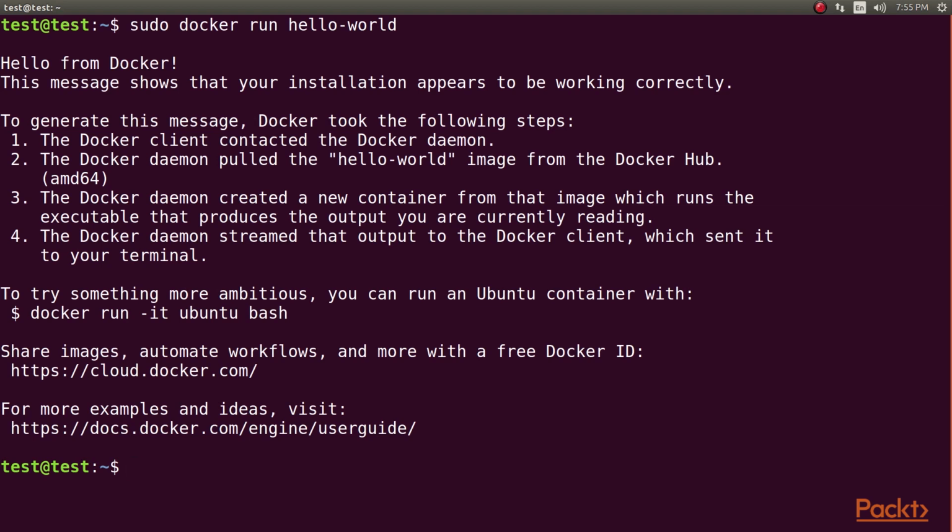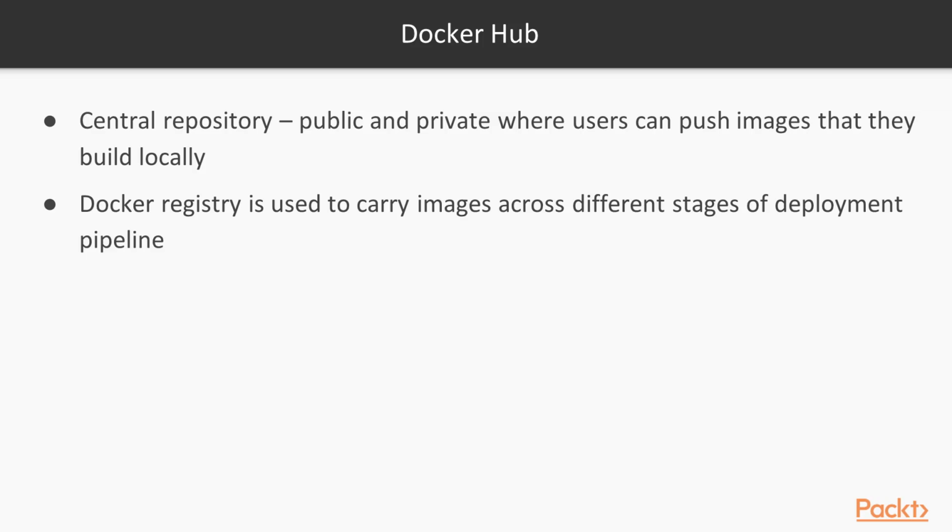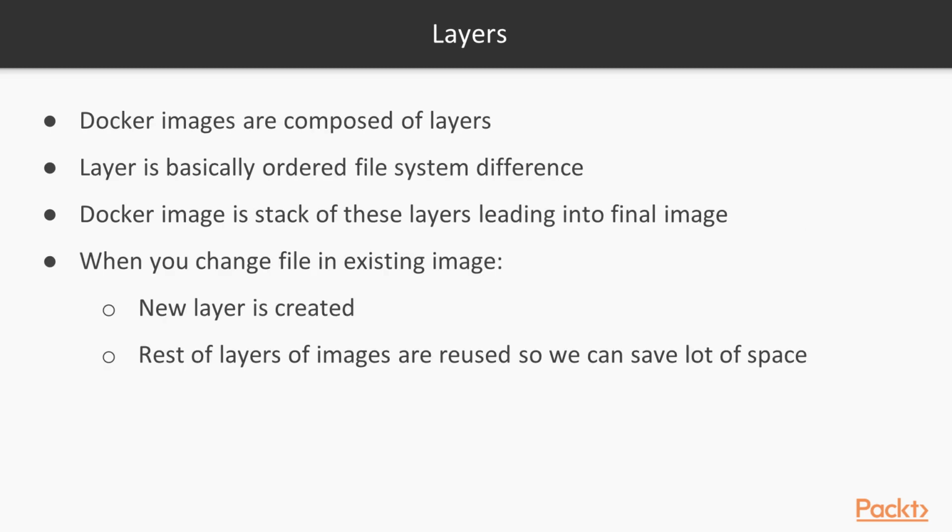Let's see some newly introduced concepts. First one is Docker Hub. This is a central repository, public and private, where users can push images that they build locally. A Docker registry is used to carry the images across different stages of the deployment pipeline. The next concept is Layer.